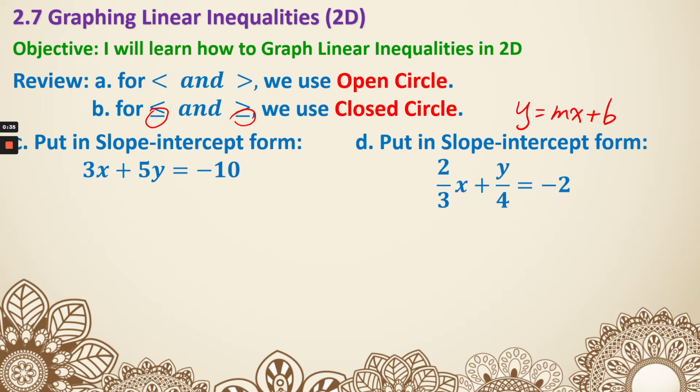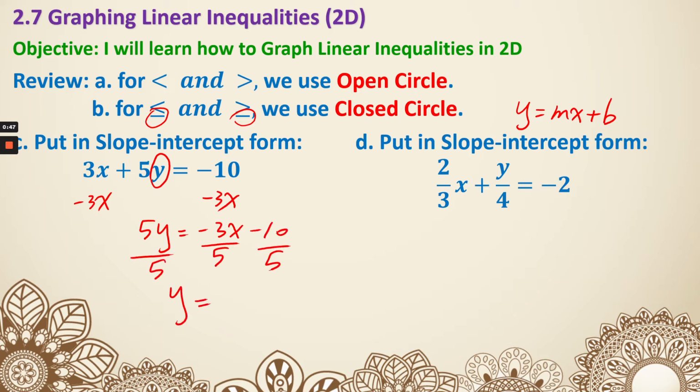Now we also have learned how to change things into slope-intercept form, which is y equals mx plus b. So for example, the first one, I'm going to solve for y, subtract 3x on both sides. That's 5y equals negative 3x minus 10. Divide everything by 5. y is the same as negative 3 over 5 x, minus 2.